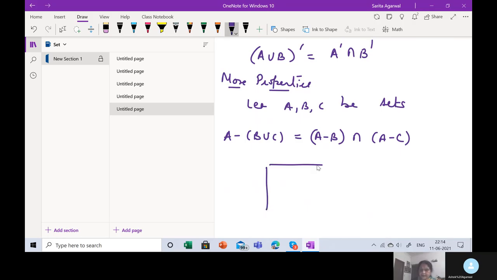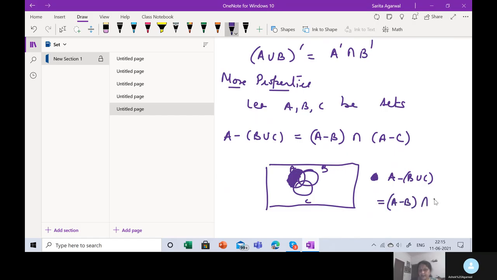You can see through the Venn diagram with A, B, C. So B union C is this. And A minus (B union C) is this portion. It's subtracting the B union C part. Is this only. So this shade shows A minus (B union C), right? And A minus B is this part. A minus C is this part, right? And the intersection of these is just this. This is (A minus B) intersection (A minus C).